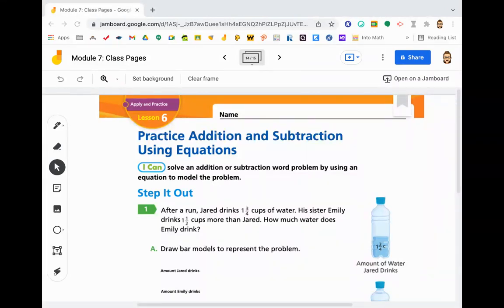So we're going to start with a step it out. It says, after a run, Jared drinks 1 3/4 cups of water. His sister Emily drinks 1 1/2 cups more than Jared. How much water does Emily drink? Draw bar models to help represent the problem.